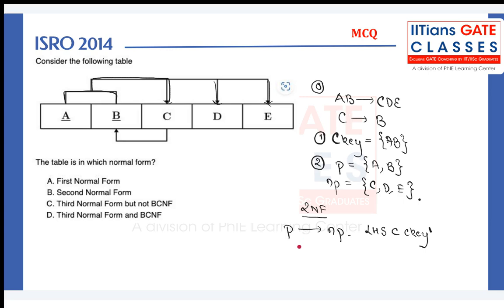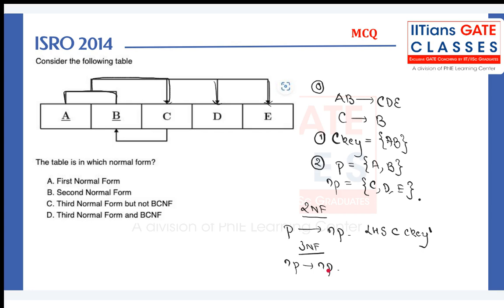Okay. Now let's go to 3NF. In 3NF, they are saying, is there a dependency from a non-prime attribute to a non-prime attribute? Is there any functional dependency like that? Can you see? The first one has prime attributes on the left-hand side. The second one has a prime attribute on the right-hand side. That's why there is no dependency between non-prime and non-prime. So we can say it is 3NF.